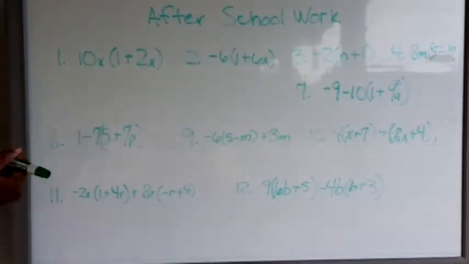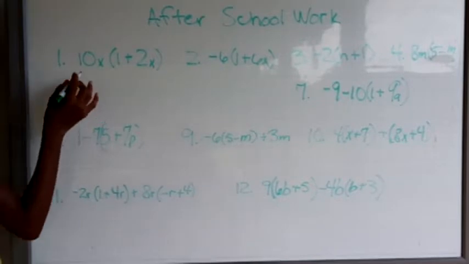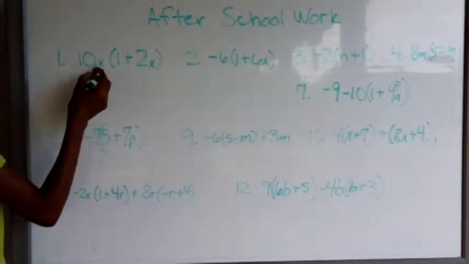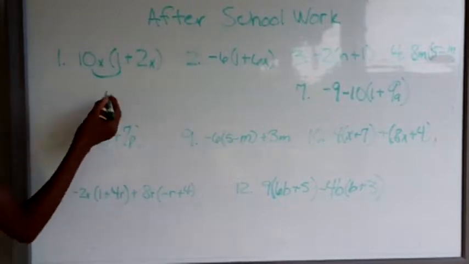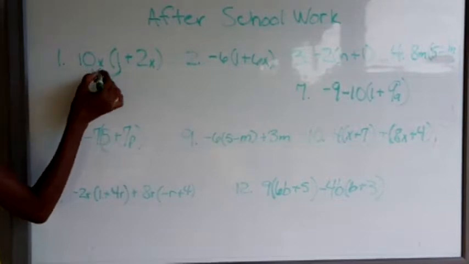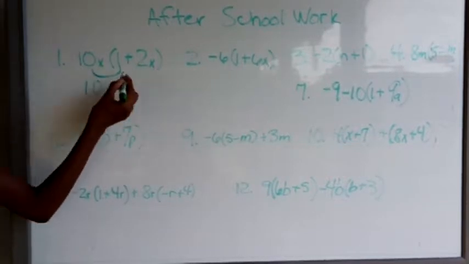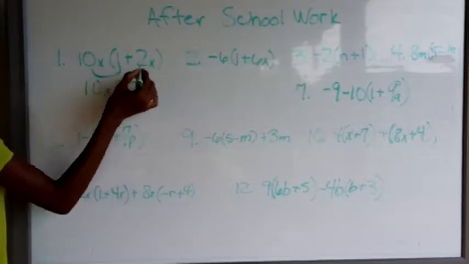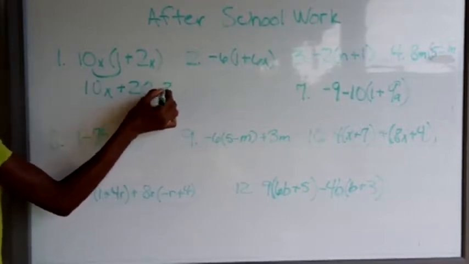Alright, so for the first one, we have 10x times 1 plus 2x. And so we're going to distribute. And y'all can stop me if y'all have questions at any time. So 10x times 1 is going to be 10x. And then we have 10x times positive 2, which is going to be positive 20. And then x times x is x squared.